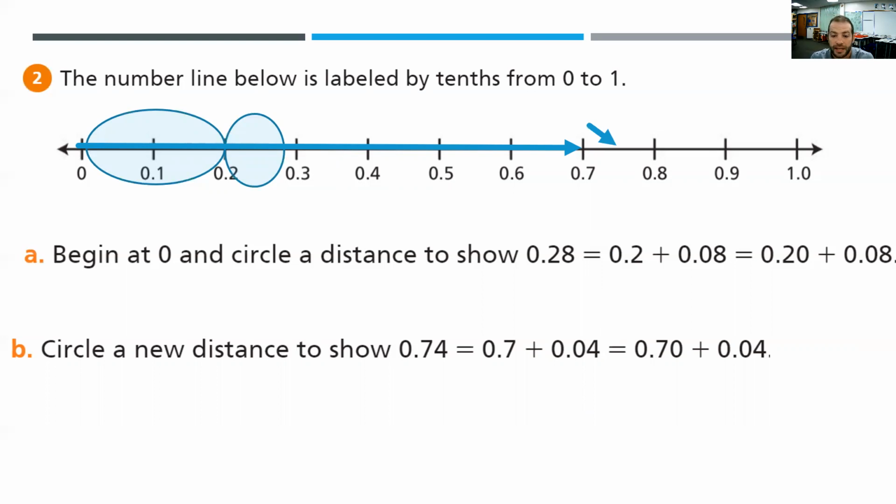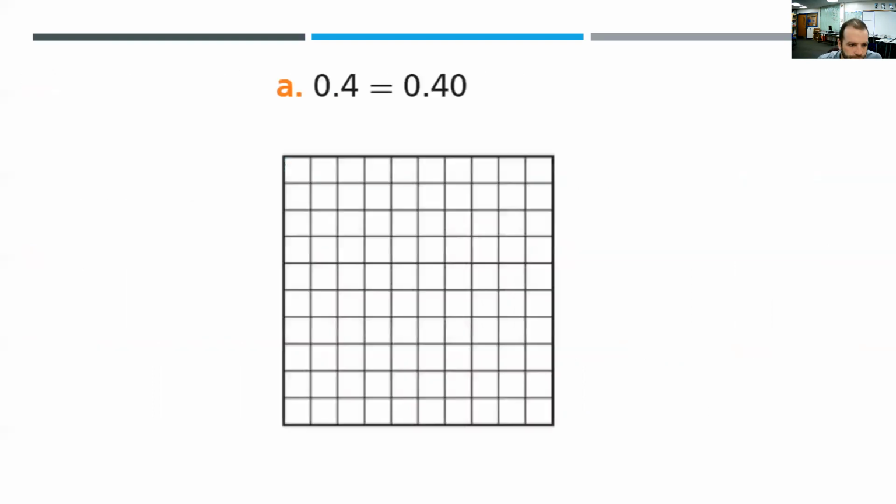The other way to do it is take an arrow and go 70 hundredths, which is the exact same thing as 7/10, and then go 4 more hundredths. So they're the exact same thing. 74 hundredths is the same thing as 7/10 and 4 hundredths.